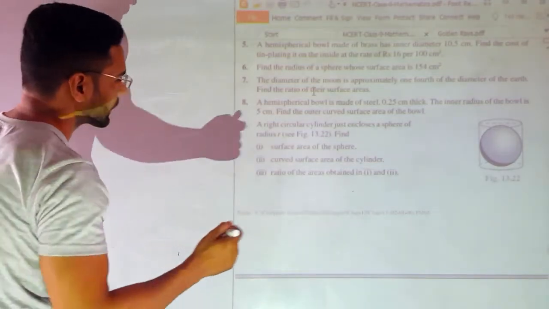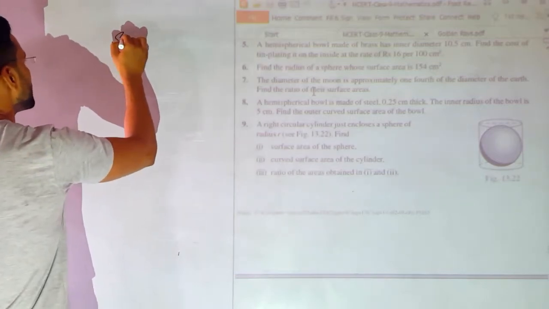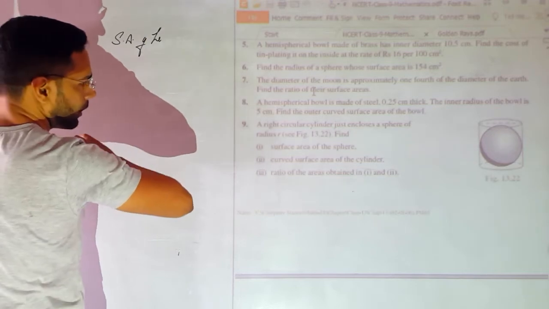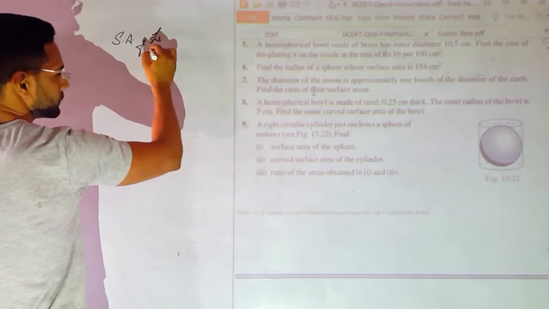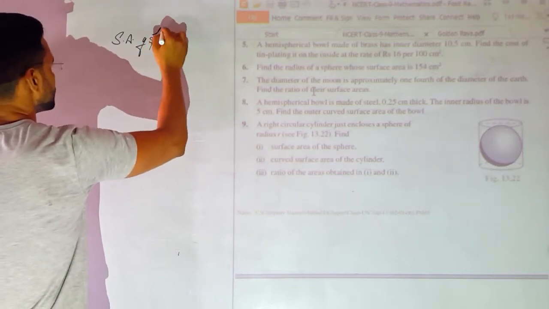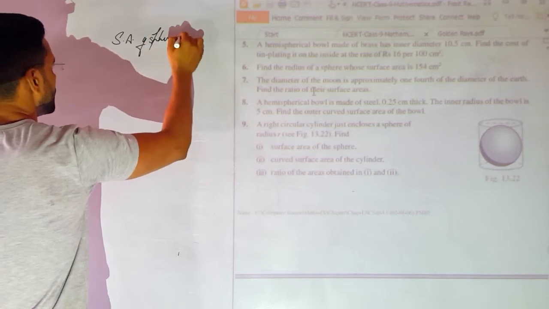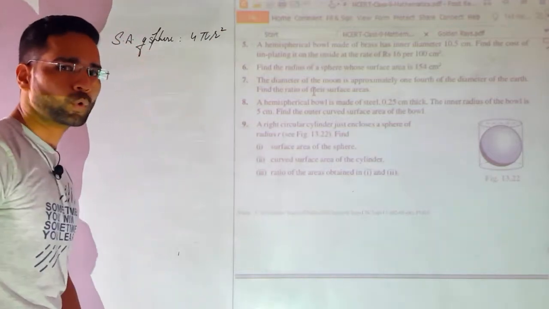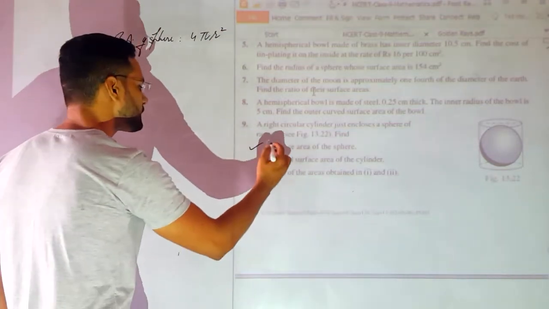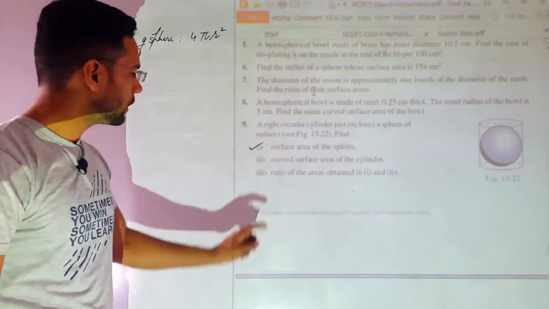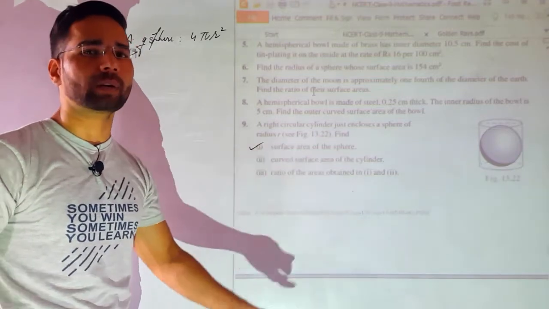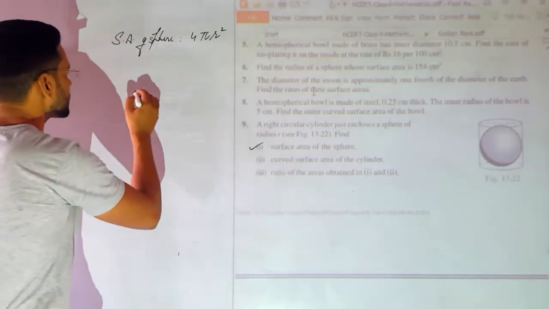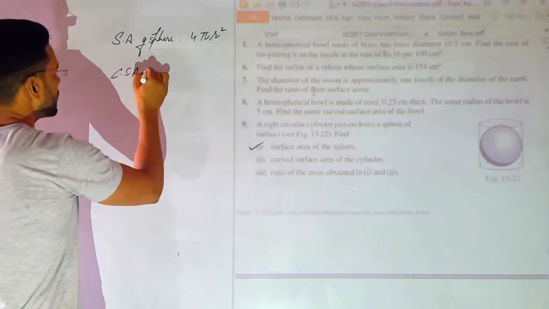Surface area of the sphere, you know very well, is 4 pi r square. First solve this. Then the curved surface area of the cylinder.